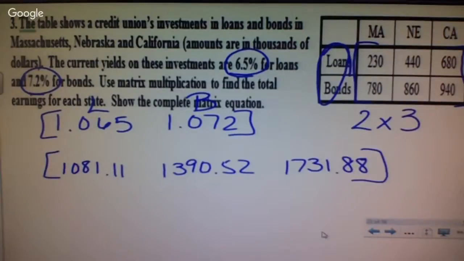What is 1731.88? What does that mean? What is that? Total number of loans and bonds that California. The total earnings of loans and bonds for California. Okay, it's in that last column, and the last column is California. Good. Questions?